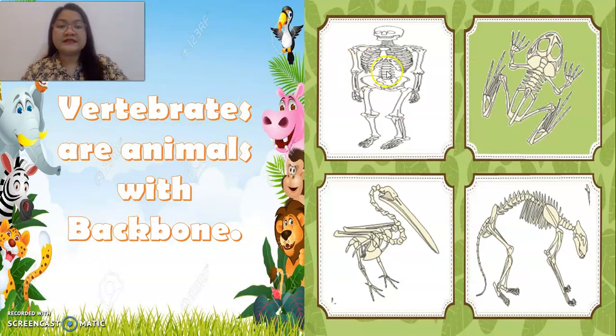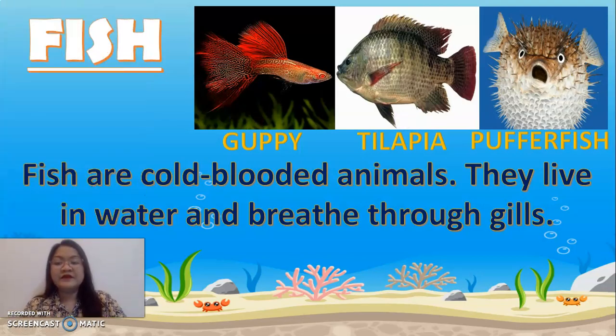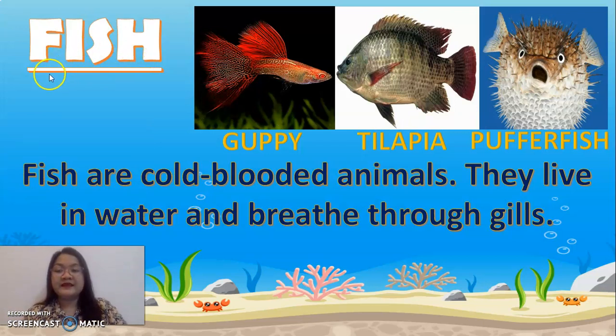So for example, human, we have a backbone, frog, bird, mammals. Okay, very good. Vertebrates have 5 groups. Again, vertebrates have 5 groups. So what are those? Number 1, okay, we have fish.